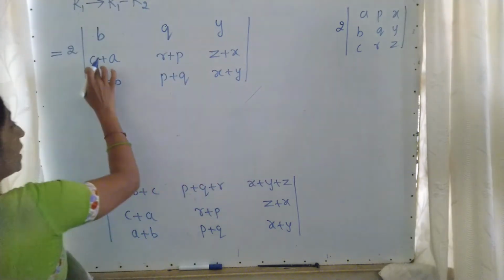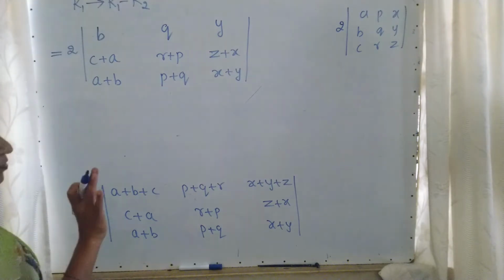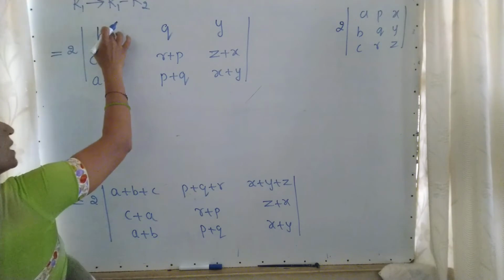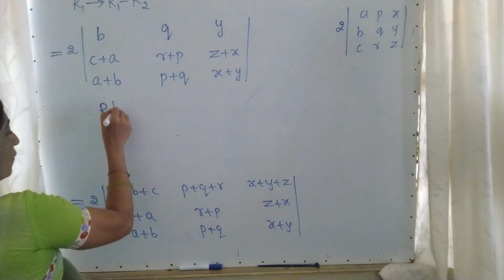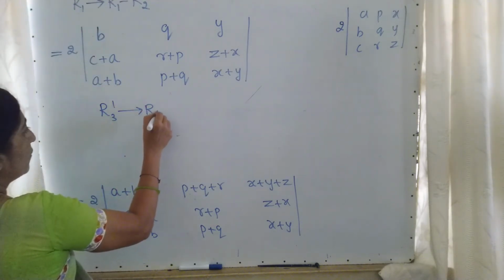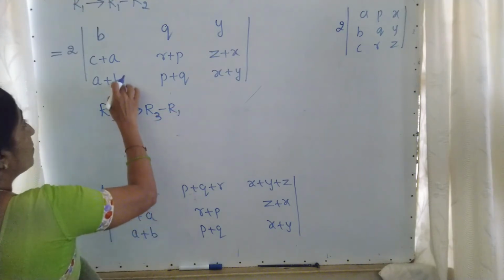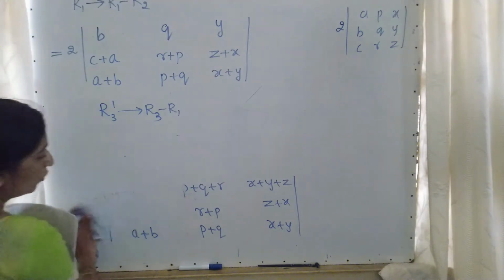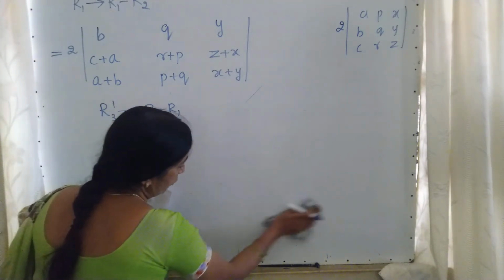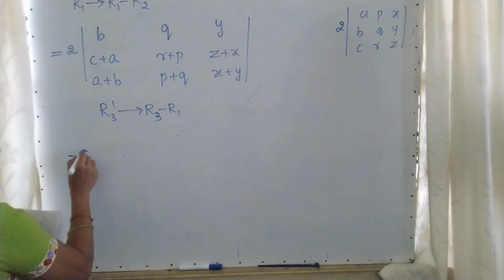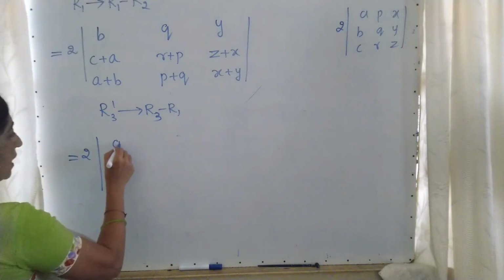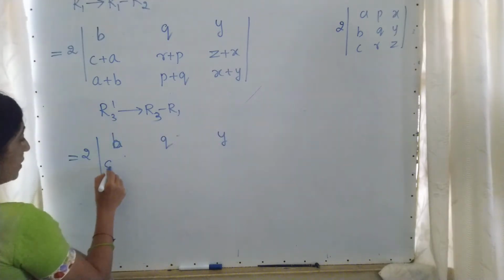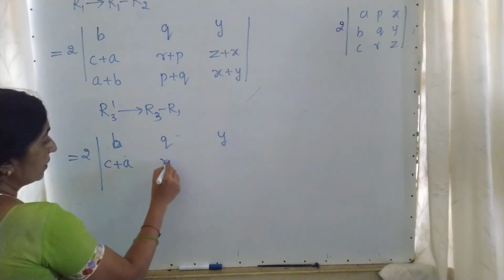Now if you take R2 minus R1, it is not possible. The terms are not cancelling. That's why we are taking R3 minus R1. See what happened. B gets cancelled, here Q gets cancelled, here Y gets cancelled. Again you are getting single term expressions. So, 2. First row as it is: B, Q, Y. Second row as it is. We are not making any changes in the second row.